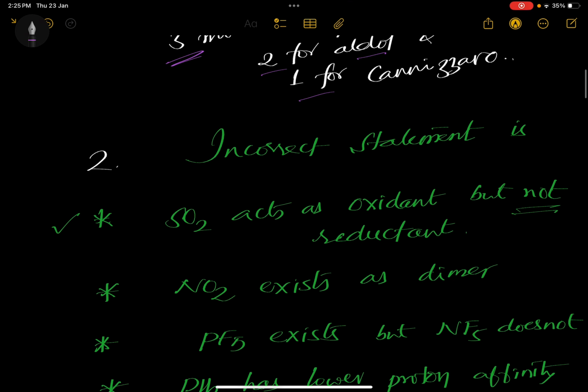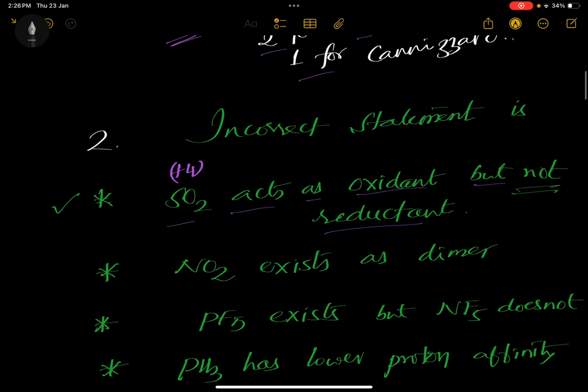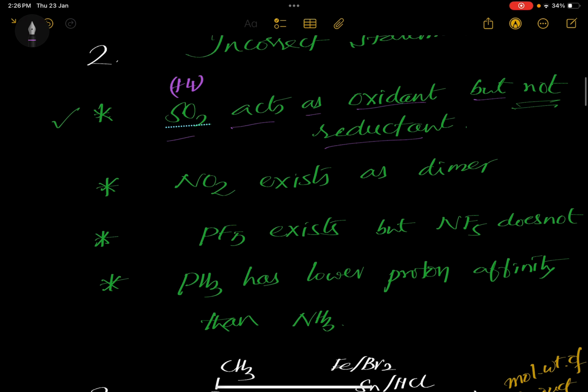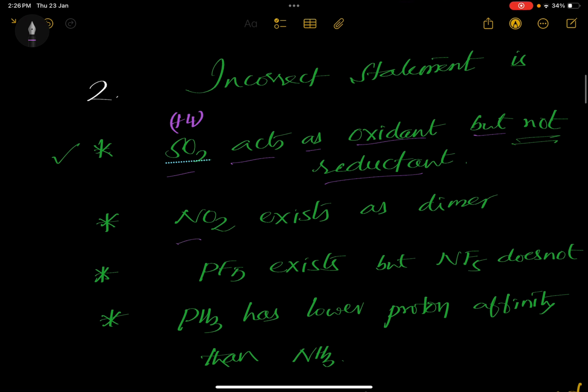Incorrect statement is: SO2 acts as oxidant but not reducing agent. It's a wrong statement because sulfur oxidation state is +4 here. When +4 oxidation state is there, it is intermediate, because it can go up to +6 and down to -2 also. Intermediate oxidation states function like oxidizing agents as well as reducing agents. So this is incorrect. NO2 dimerizes to N2O4 when you are cooling this.